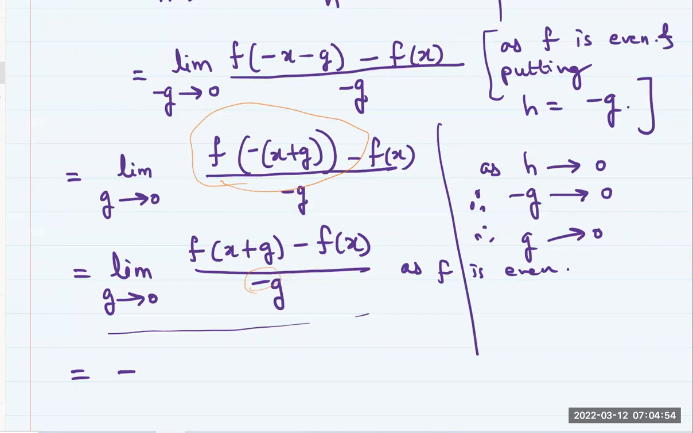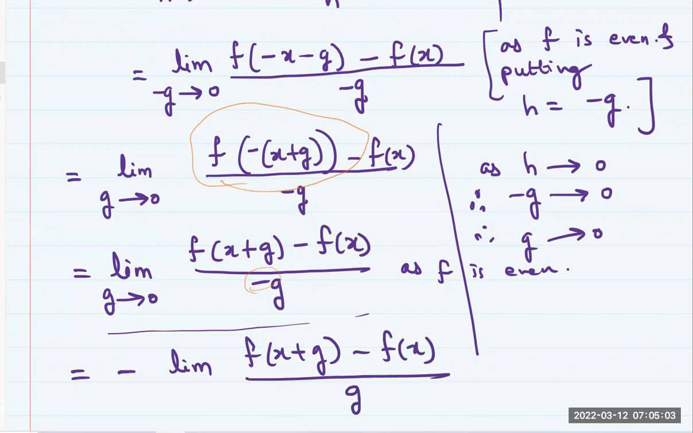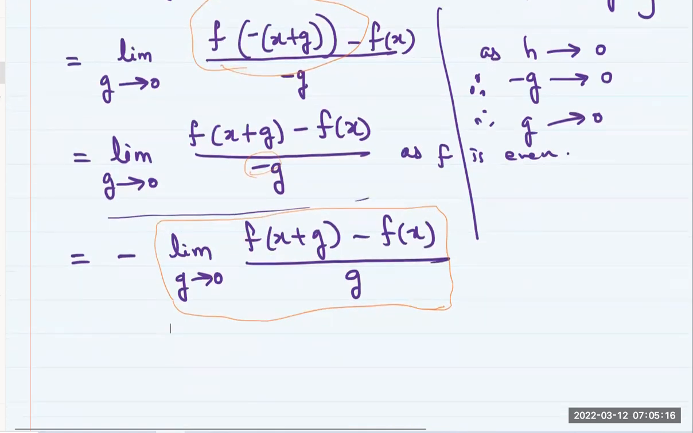I will take this minus sign out, and what I get is limit of f of x plus g minus f of x upon g as g tends to 0. And this particular part is nothing else but the derivative of f at x, that is f dash x. So what I got is equal to minus of f dash of x.